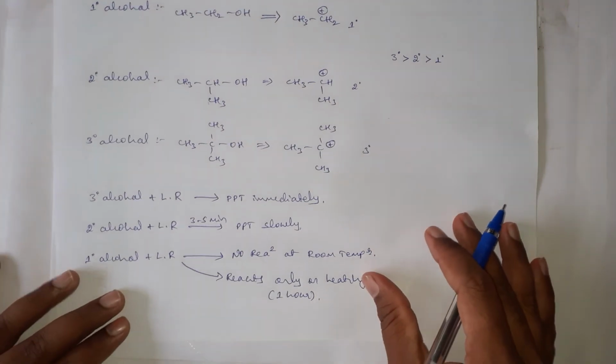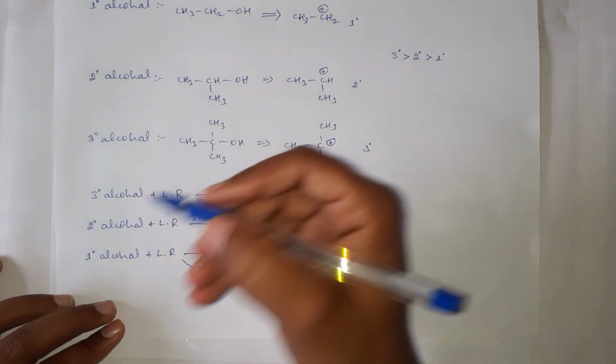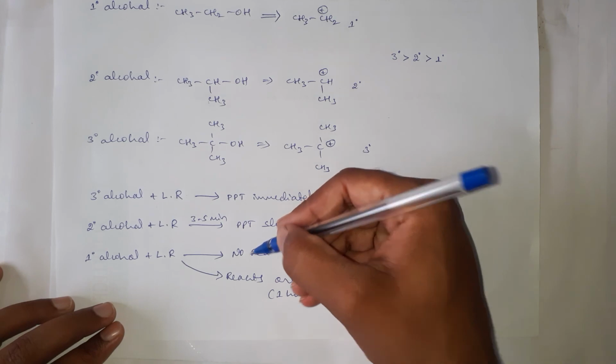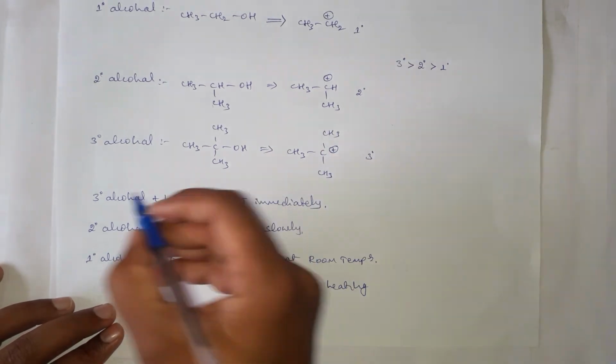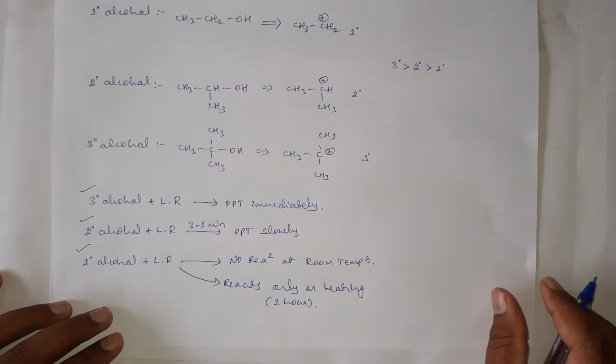Okay. Then by knowing the time taken for the alcohols to react with the Lucas reagent and hence to form the precipitate, we can easily separate tertiary, secondary and primary alcohols. Okay. And here we can write the reaction between primary, secondary and tertiary alcohols also.